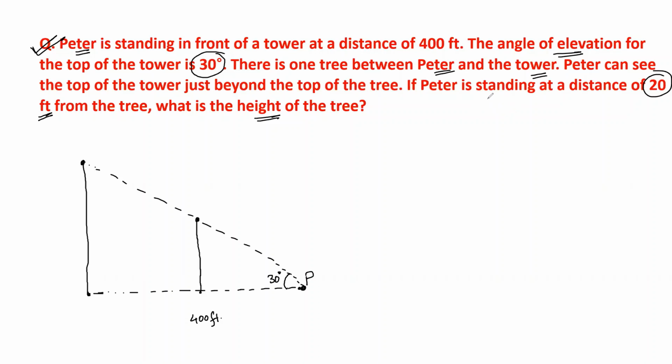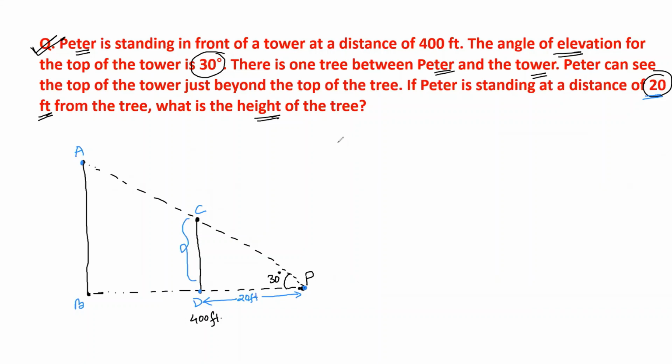Also, it has been given that Peter is standing at a distance of 20 feet from the tree. So if this is Peter and this is the base of the tree, this length would be 20 feet. Now, if we name these points, say, A, B, C, D, and this point is P, in that case, we need to find the length CD, which would be the height of the tree.